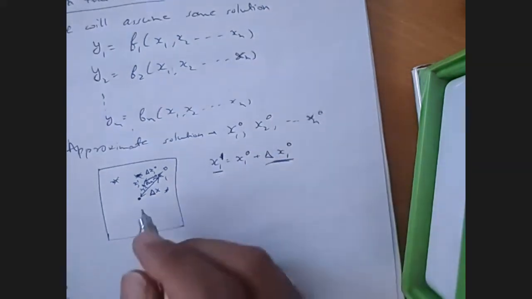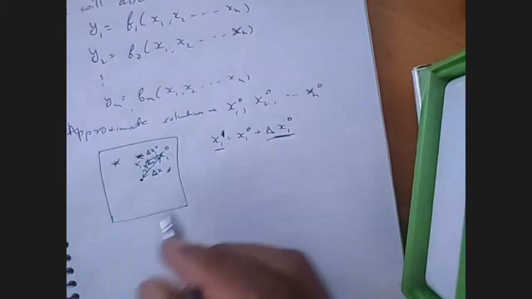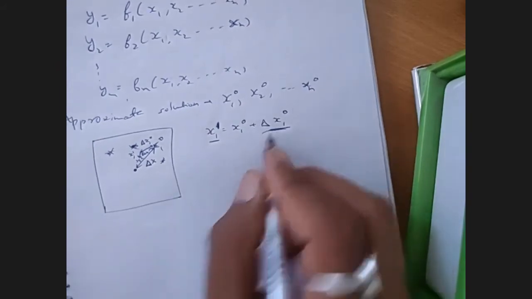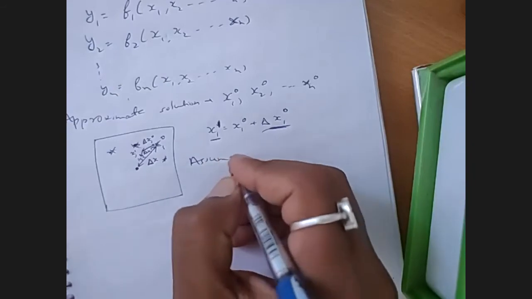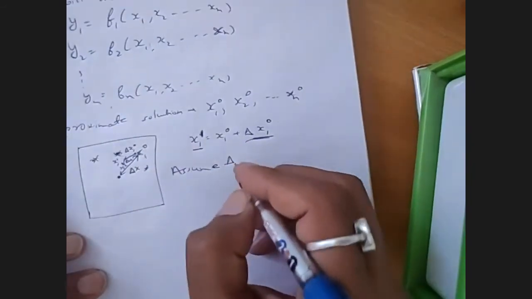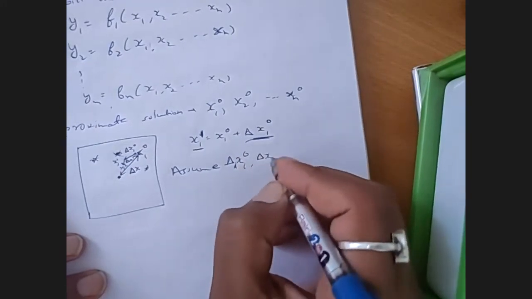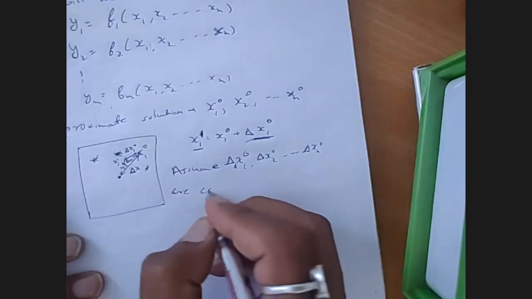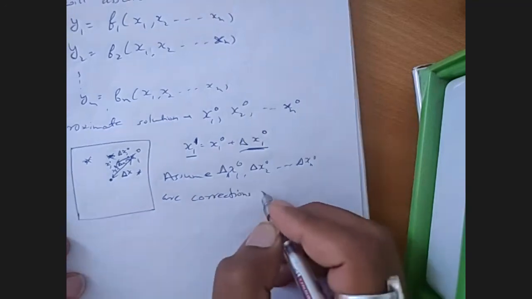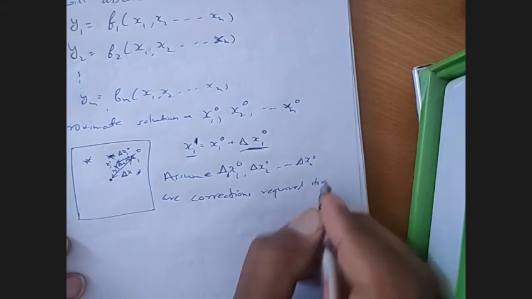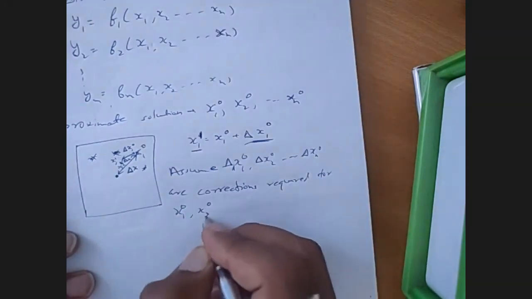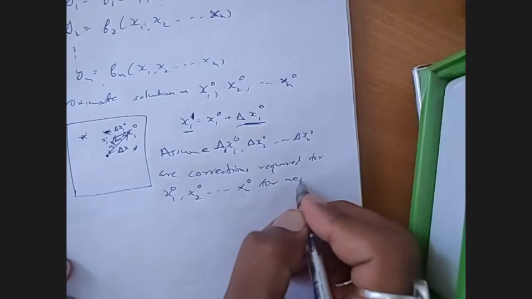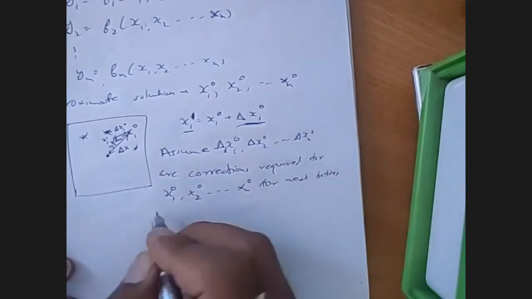So we have assumed delta x1 0, delta x2 0 up to delta xn 0 are corrections required for x1 0, x2 0 up to xn 0 for the next, better solution.